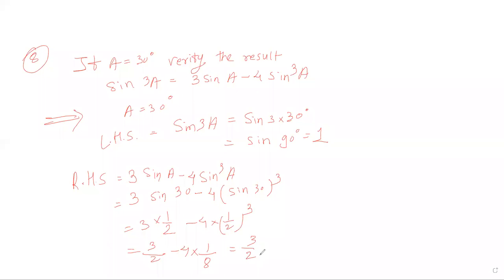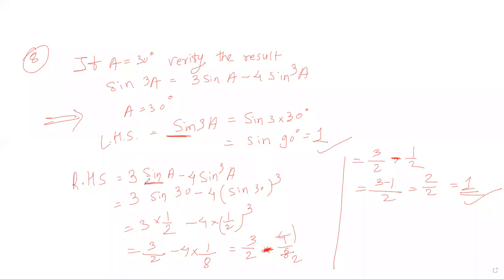Now 3 by 2 minus 4 by 8. 4 ones are 4, 4 twos are 8. So 4 by 8 is 1 by 2. So 3 minus 1 upon 2, that is 2 by 2, so here it is 1. So left hand side 1, right hand side 1. So that's why this one is also the same.